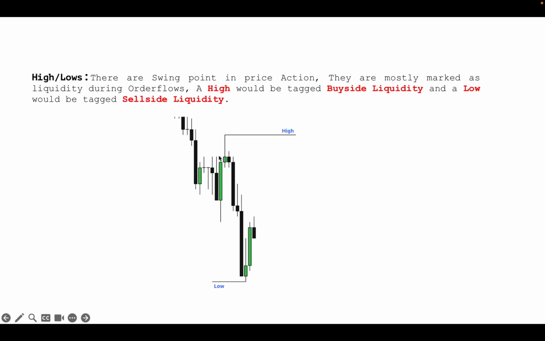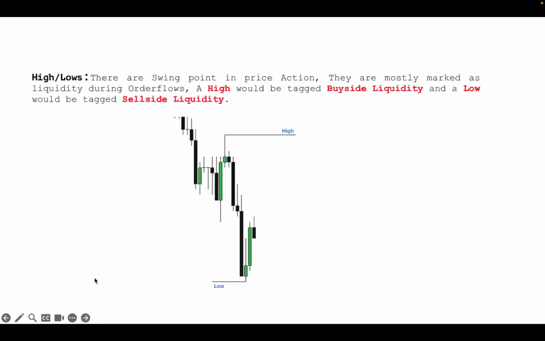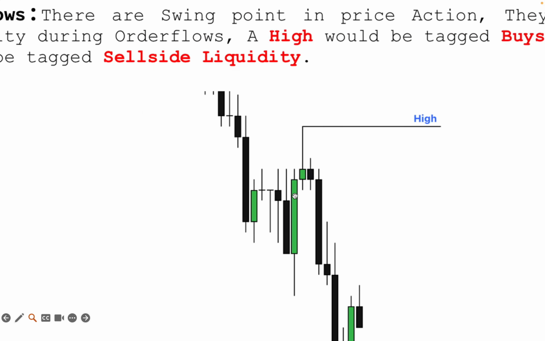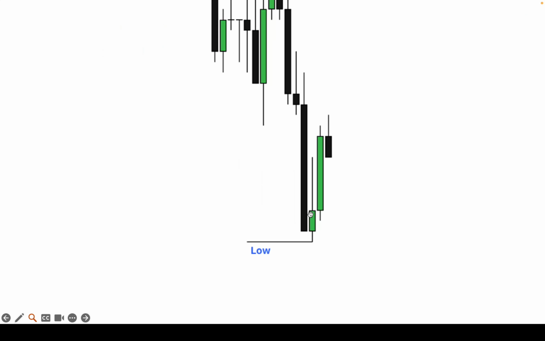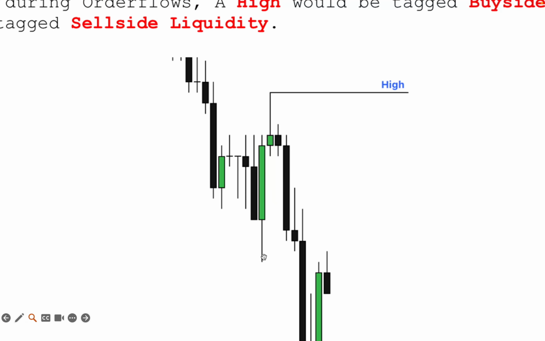So a high is 1, 2, 3. These three candles forming. So when you have a candle form like this, that's a high. When it forms 1, 2, 3, that's a high. And when it forms 1, 2, 3, that's a low, right? It is reversing upward, that's a low. It's reversing downwards, that's a high.